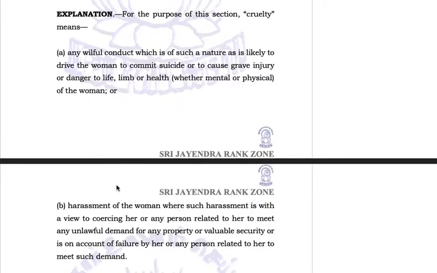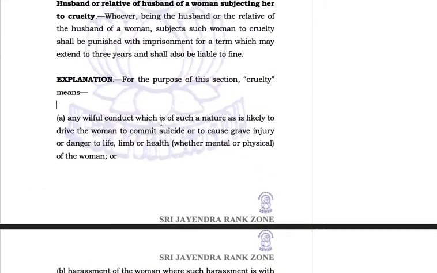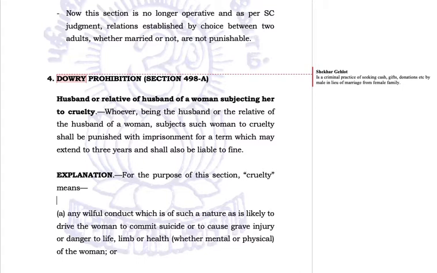Or harassment of the woman, where such harassment is with a view to coercing her or any person related to her to meet any unlawful demand for any property or valuable security, or is on account of failure by her or any person related to her to meet such demand. You are making such a demand from the wife because her family or someone related to her family have not given you sufficient gifts in the marriage. That is the offense against marriage in the law. Okay, this is what we are talking about, dowry prohibition.